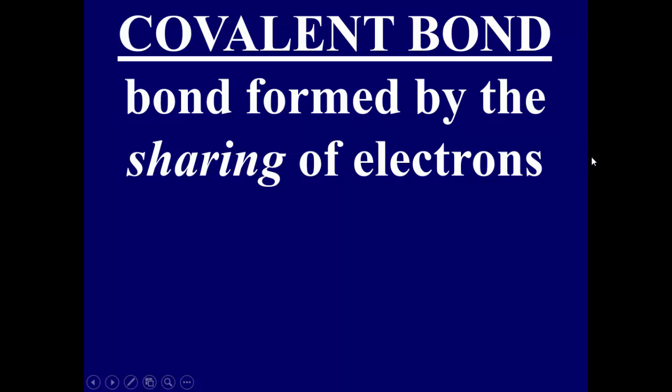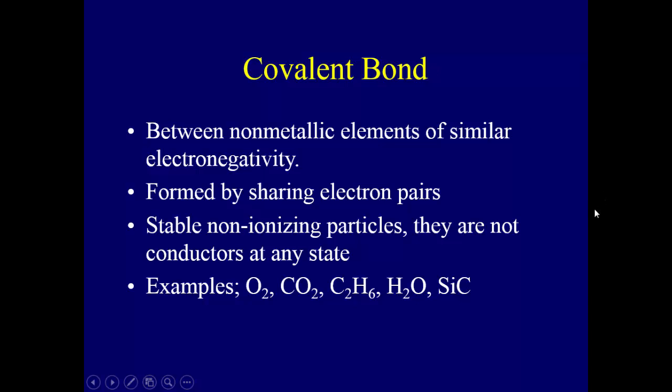Covalent bonds, the other kind of chemical bonds, it's not done by stealing or giving up an electron. It is formed by sharing. Okay? Things to remember about covalent bonds is they form between non-metallic elements. Okay? So these are non-metals of similar electronegativity. They share electron pairs. They don't steal, they don't give up one and one doesn't gain one. Okay? They simply share them. And examples would be like oxygen with itself to form O2. Carbon dioxide is also covalently bonded.